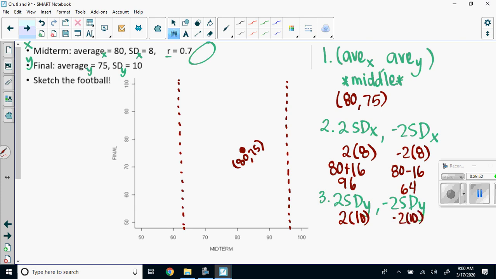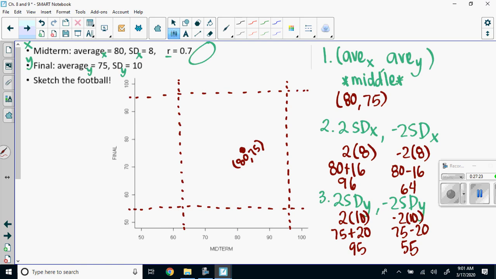So I'm going to take my average for y, which is 75, and add 2 times 10, which is 20. I get 95. Then the average minus 2 standard deviations: the average is 75, minus 20 is 55. So that gives me the edges of the football vertically. It's going to be 55 to 95.